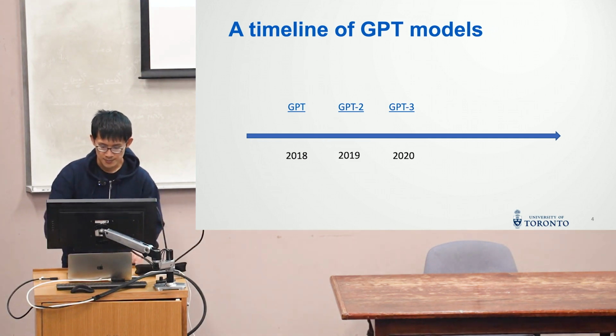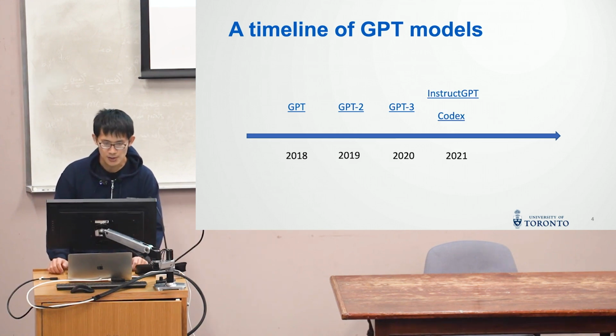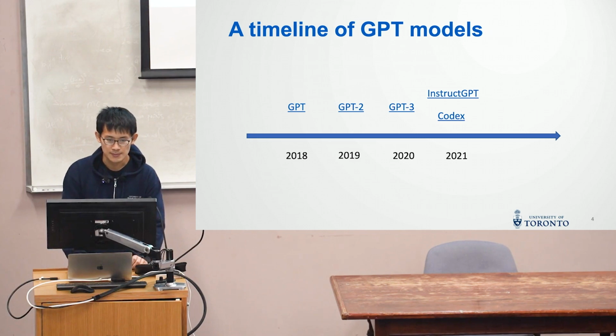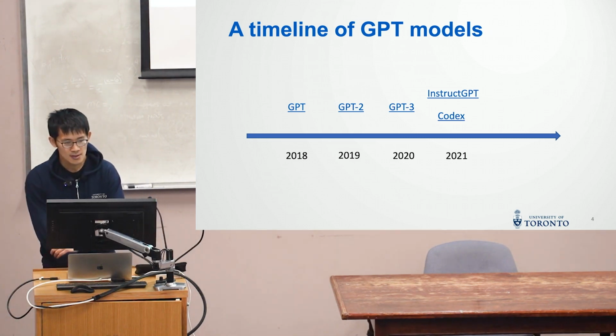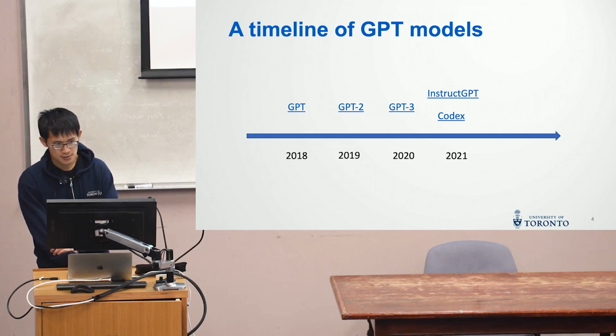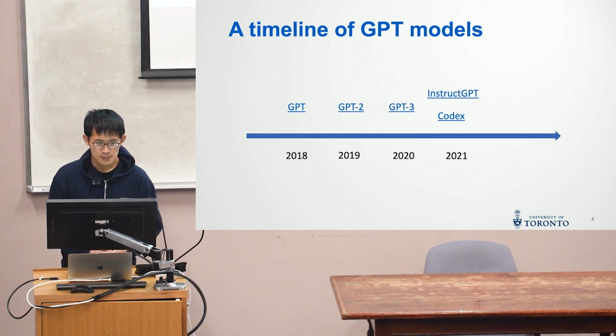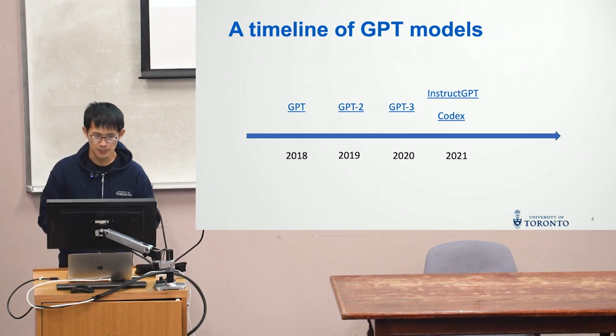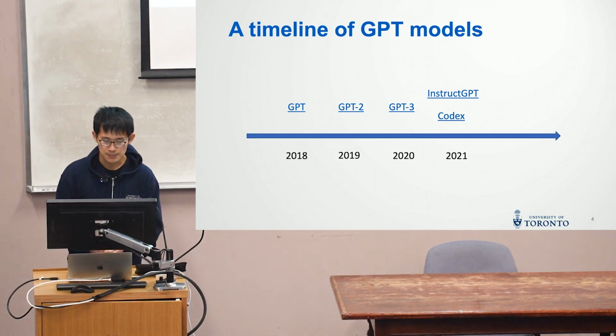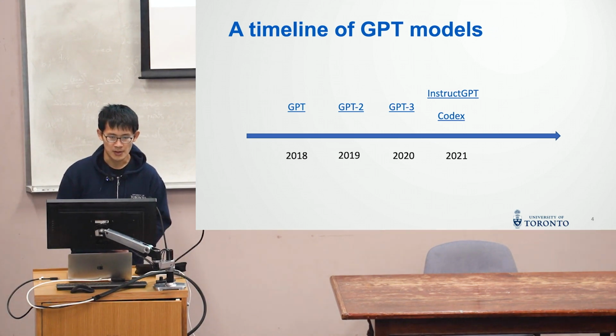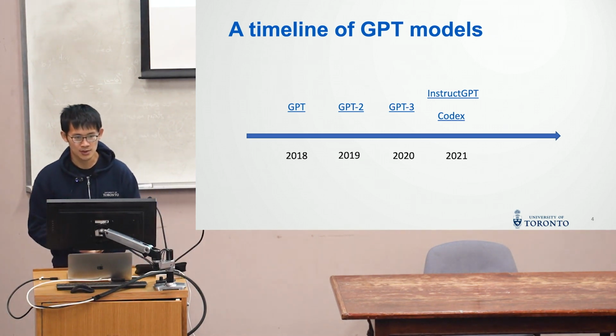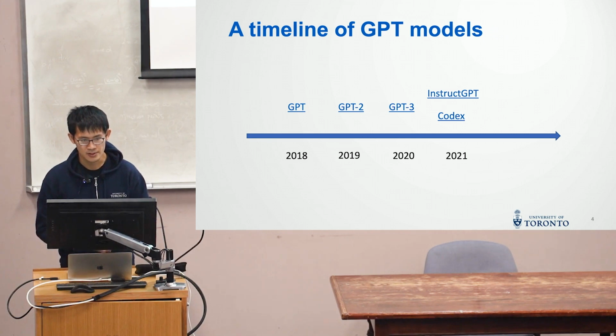OpenAI didn't stop there, though. In 2021, they released a series of models that tried to further improve upon the GPT-3 models. This includes InstructGPT and Codex. Codex uses both programming languages and natural languages to help make the input of the language models more structured. And InstructGPT uses human alignment to make the behavior of the GPT models more aligned to human expectations.